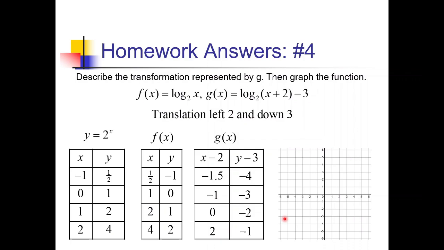Graphing all this out, we have (-1.5, -4) down here. (-1, -3) is right there. (0, -2) is here. And (2, -1) right there. Now where did our vertical asymptote go? We shifted left 2 rather. So x equals -2 is going to be the new vertical asymptote because it's originally on the y-axis. So following that and going through those points, we've got our transformed log function.